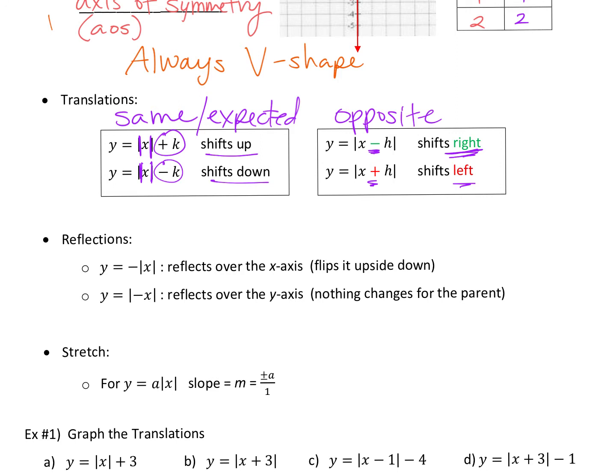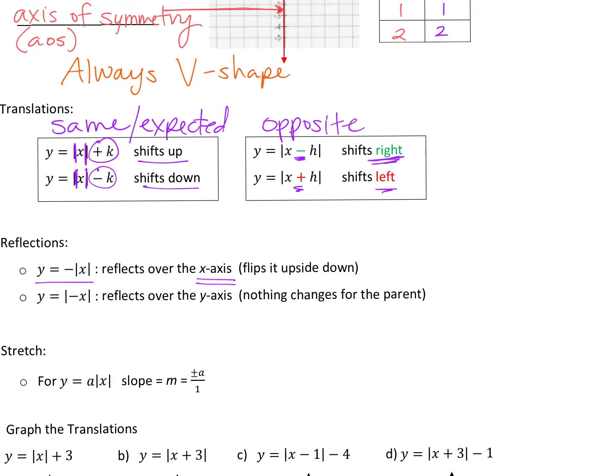Okay, reflections. We talked a little about reflections before, right? That was yesterday's lesson. When it's the opposite of the absolute value of x, we reflect over the x-axis. So when we change the whole function, right, the opposite of that, we flip over the x-axis. What happens is this ends up just flipping upside down, right? If I have an absolute value graph that looks like this, then what's going to happen when I flip over the x-axis is it's going to look like this now, right? It's just going to flip over, okay?